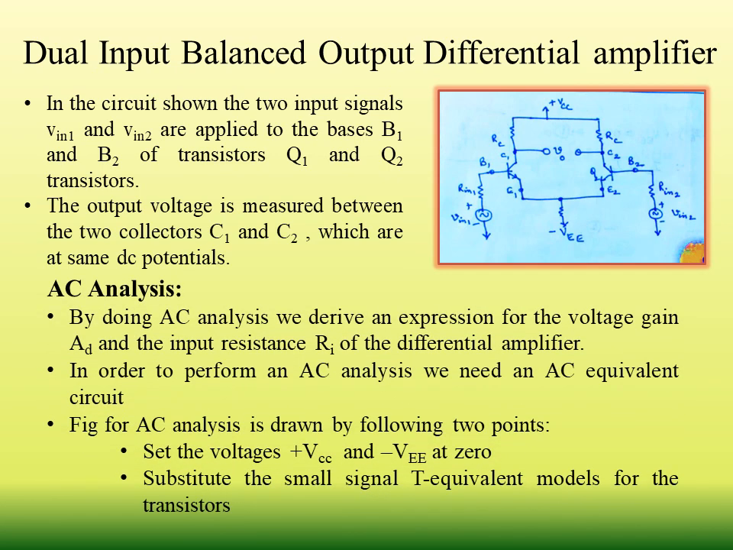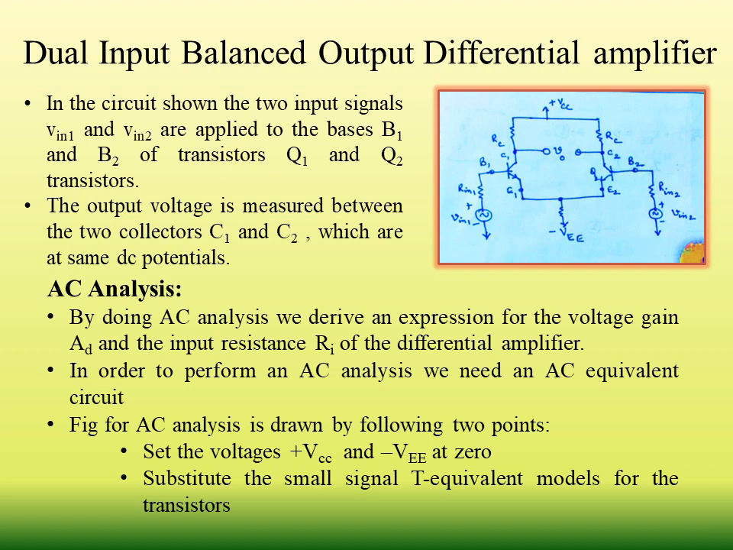Now we wish to carry out the AC analysis of this circuit. Why is AC analysis carried out? AC analysis helps us to derive an expression for the voltage gain, because this is an amplifier, so we are interested in its voltage gain. By doing AC analysis we derive an expression for voltage gain, and input resistance of the differential amplifier can also be calculated.